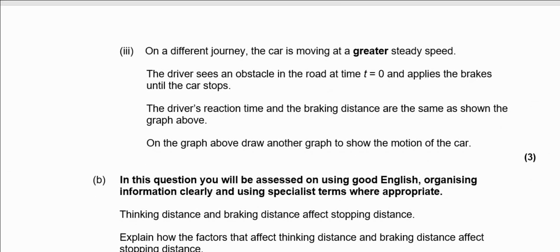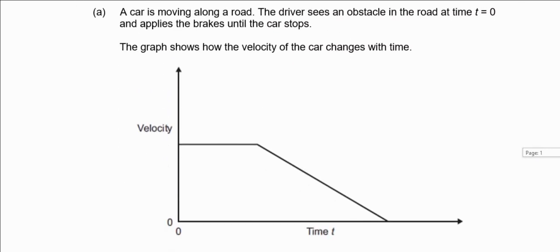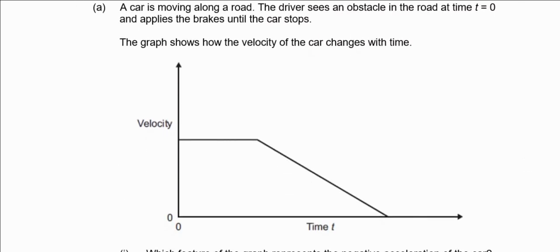On a different journey, the car is moving at a greater steady speed. The driver sees an obstacle in the road at time equals 0, same as before, and then applies the brakes until the car stops. The driver's reaction time and braking distance are the same as shown in the graph above. On the graph above, draw another graph to show the motion of the car. This is a very tricky question, actually, specifically because the braking distance is the same. But we'll have a go at it and see how we do.